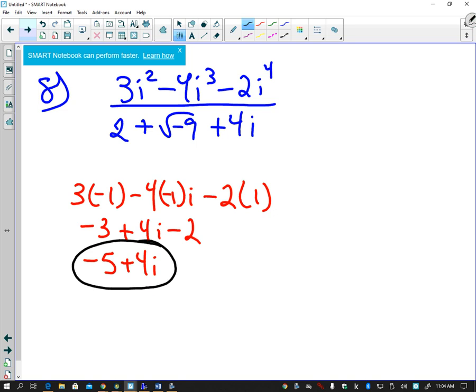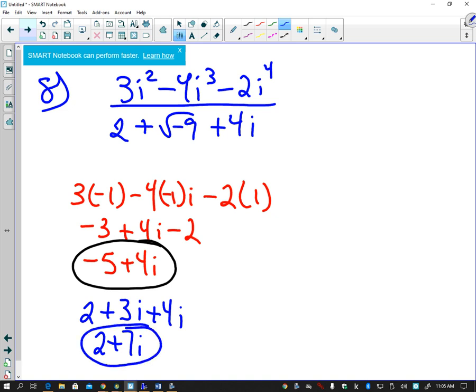Okay, now this next part. We're coming down to the denominator. We have 2 plus, we're going to take out the i, and so that would give us radical 9. Radical 9 is the same thing as 3. So we've got 2 plus 3i plus 4i. Combining like terms, I get 2 plus 7i. The biggest mistake here is to assume that this is the end of the question. It's negative 5 plus 4i over 2 plus 7i.